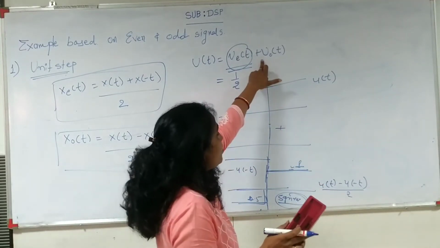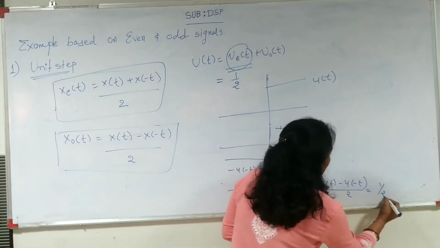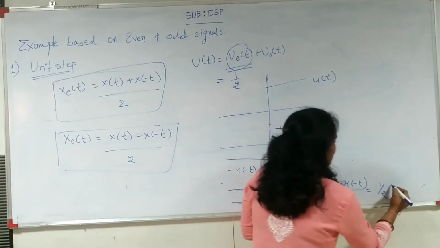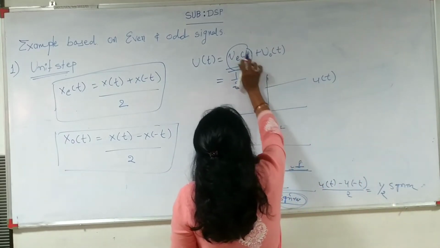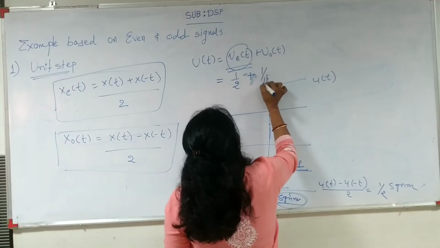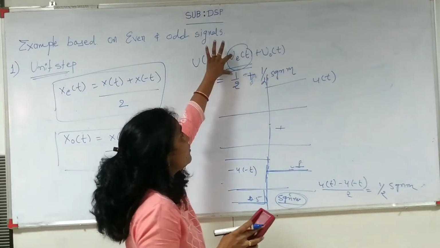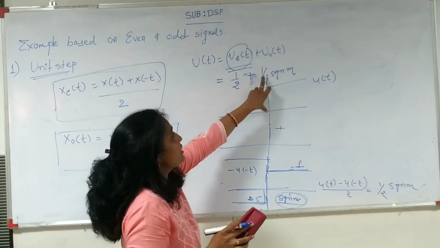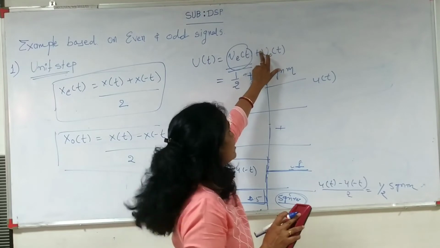So our odd component is nothing but the 1/2 signum function. So u of t equals 1/2 plus 1/2 signum function. This 1/2 is the even portion of the unit step, and this 1/2 signum function is the odd component of the unit step signal.